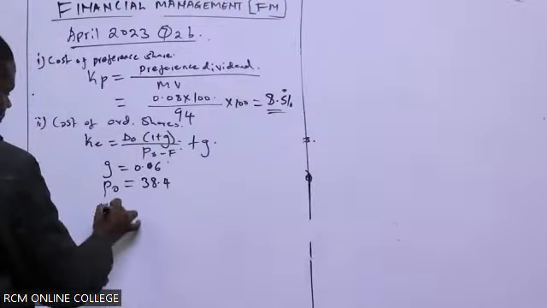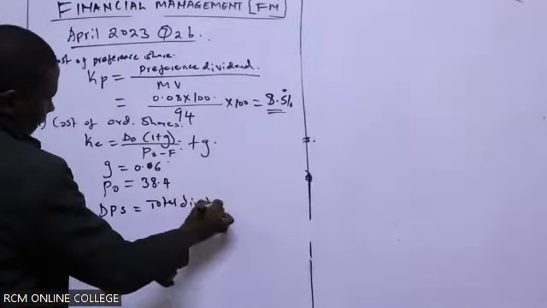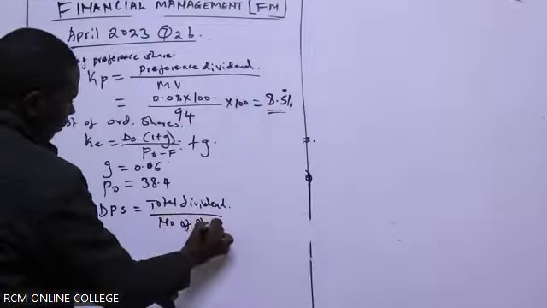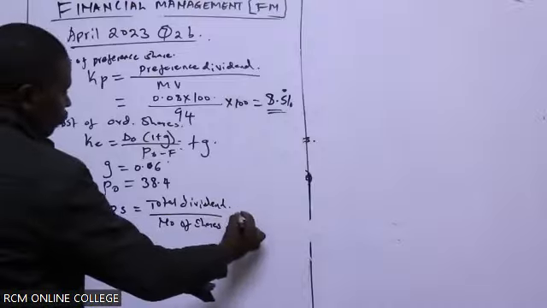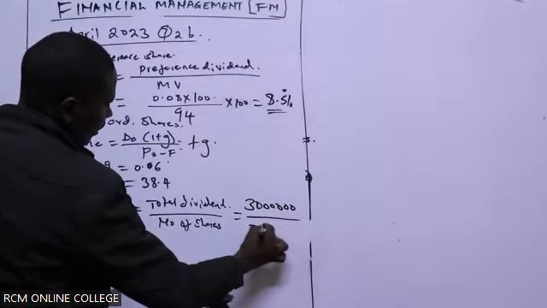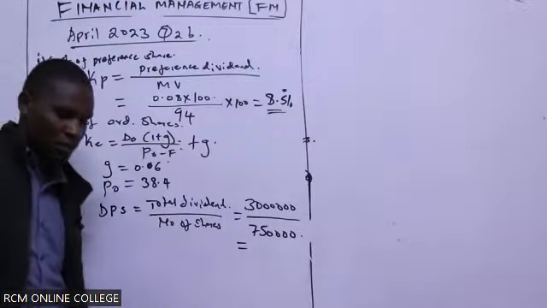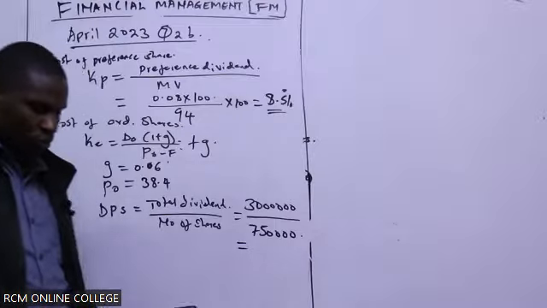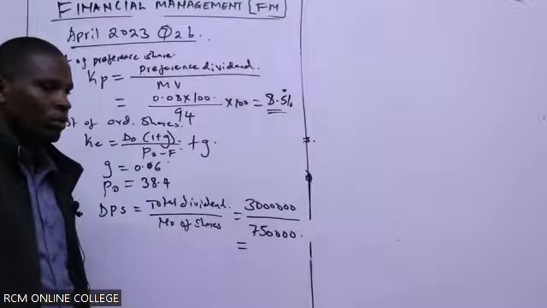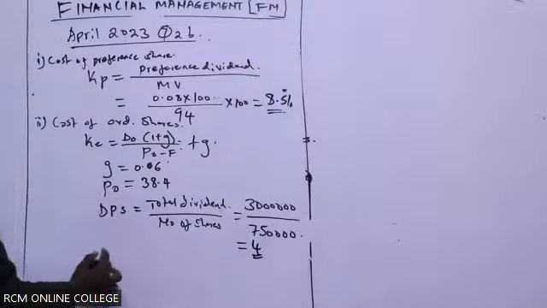So DPS is given by total dividend divided by number of shares. So that is another new formula that has emerged. With this, I have 3 million divided by the number of shares, which is 750,000, so that I get my DO. What is our DO? Once we get that, we shall be good to go. It is 4 shillings.